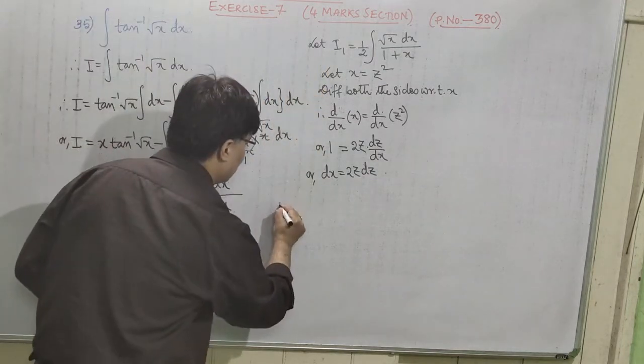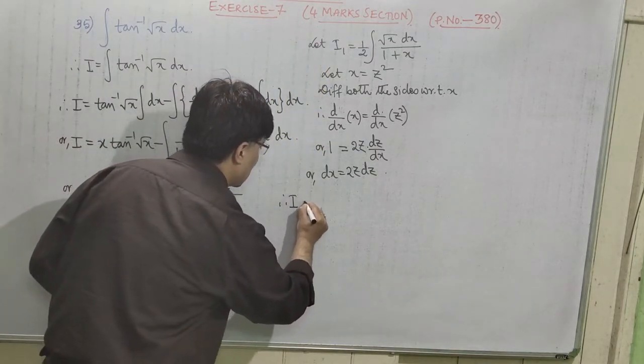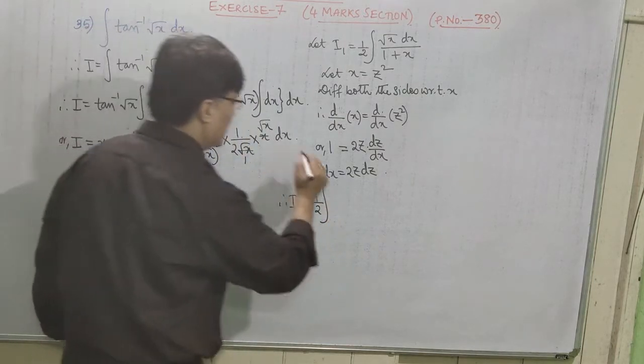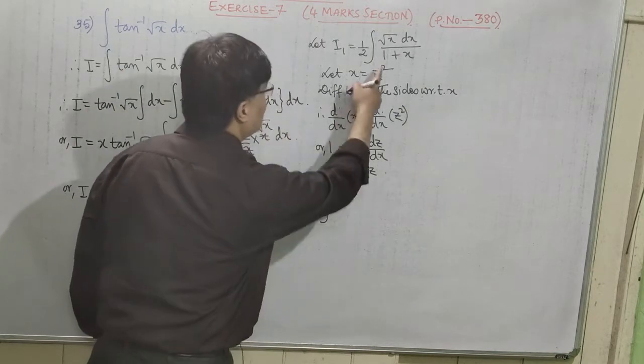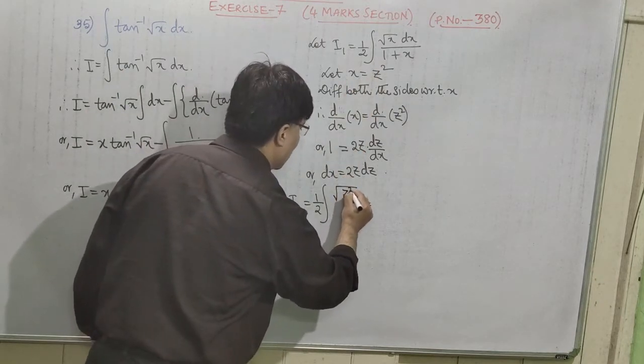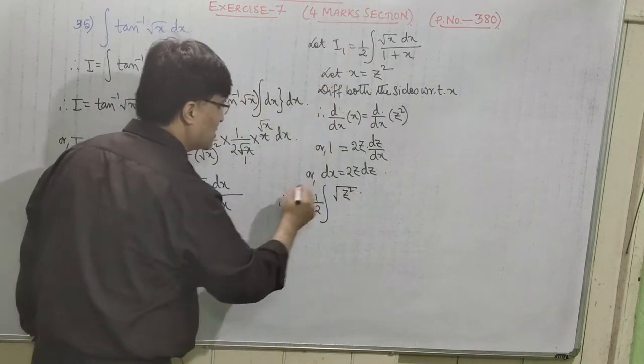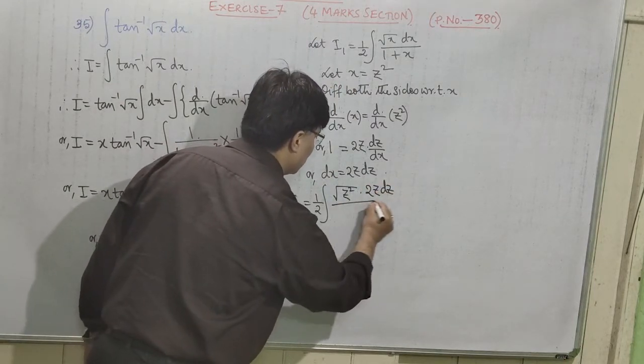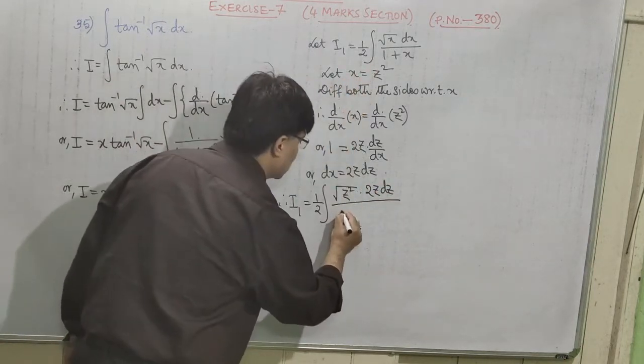Now what is I1? So this is I1 is equal to half integration of within square root. What is x? It is z square, into, what is dx? It is 2z dz divided by 1 plus z square.